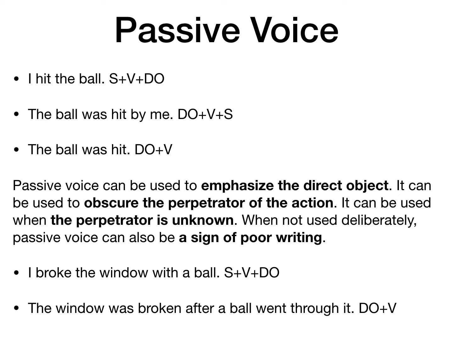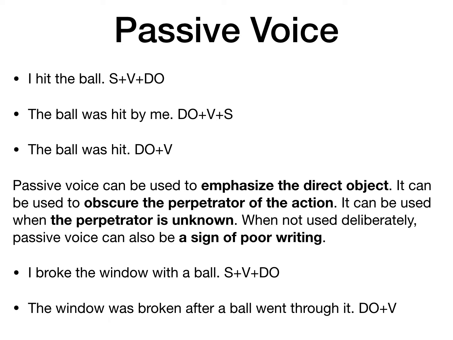Well, there's a few good reasons that we would do this. Perhaps we're writing and we really want to emphasize the direct object. Maybe it's the direct object that is the most important part of the sentence. Really, maybe the subject, the doer of this action, isn't as important as the object.